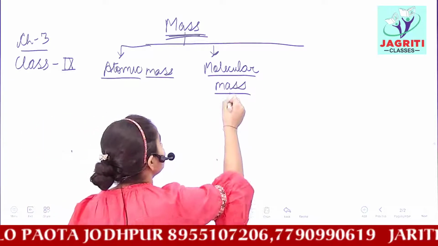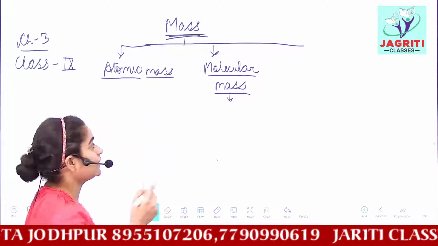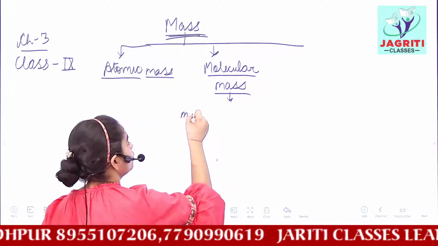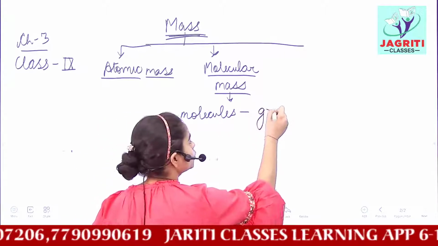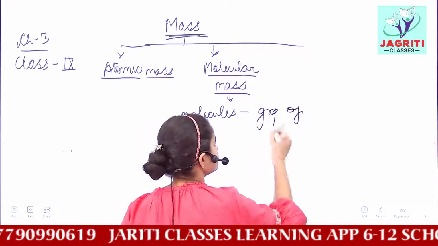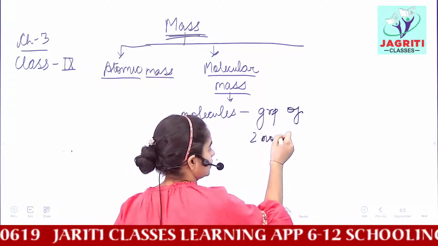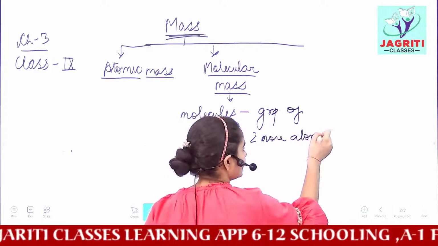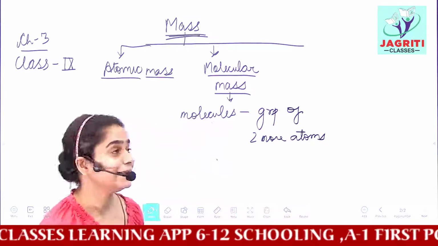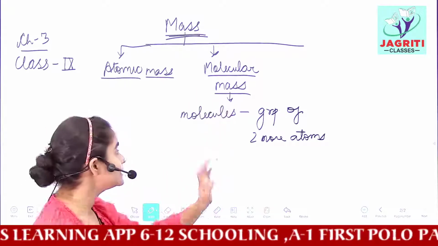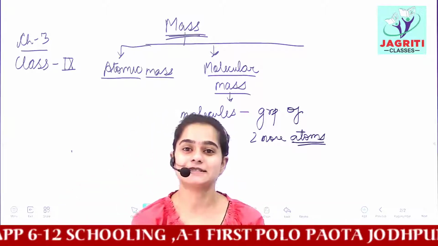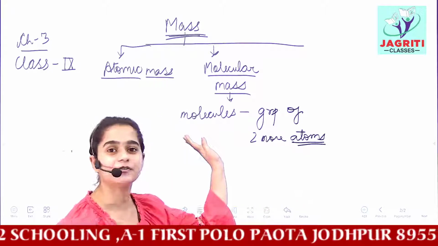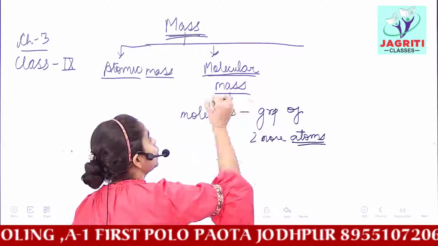It can be predicted or calculated when we know what molecules are. Molecules are the group of two or more atoms. So if we want to study the molecular mass, then we can simply know the atomic mass, and if we add up all the atomic masses of the atoms present in a given molecule, we would get its molecular mass.